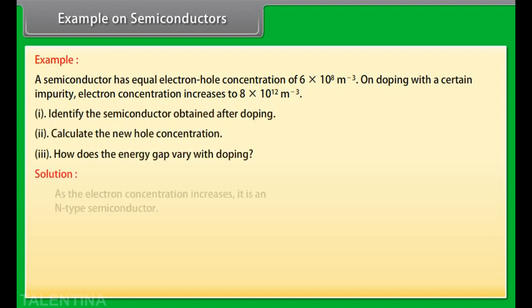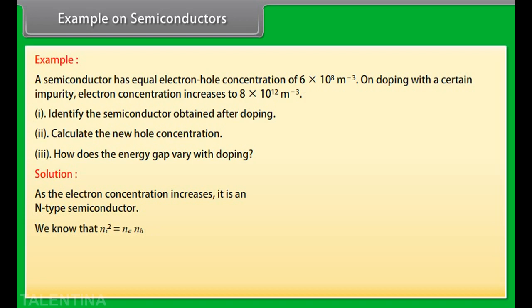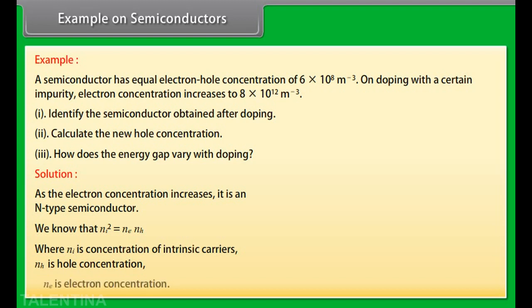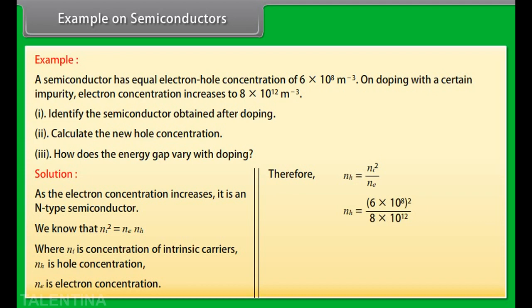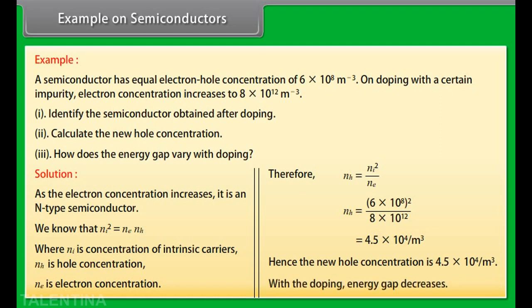Let's see the solution. As the electron concentration increases, it is an N-type semiconductor. We know that Ni² is equal to the product of Ne and NH, where Ni is the concentration of intrinsic carriers, NH is hole concentration and Ne is electron concentration. Therefore, NH is equal to Ni² divided by Ne. On putting the values, we get NH equal to 4.5 × 10^4 per meter cube. Hence, the new hole concentration is 4.5 × 10^4 per meter cube. With the doping, energy gap decreases.